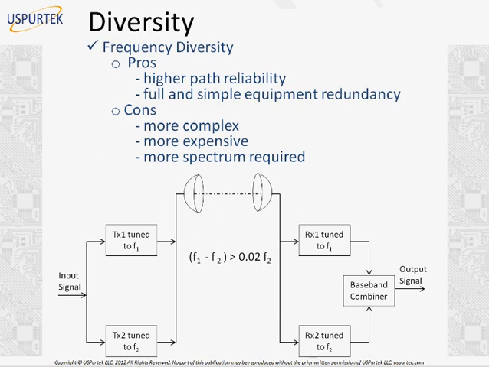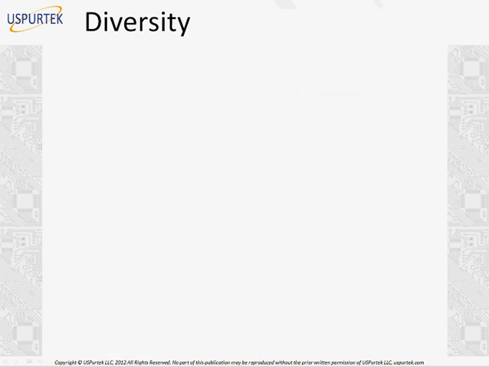But it comes at a cost. It becomes more complex, more expensive, and more spectrum is required. Spectrum is expensive these days, so it adds to the overall cost of the system. But sometimes, where there's no other means available for diversity and we must have 100% reliability, it may be used.